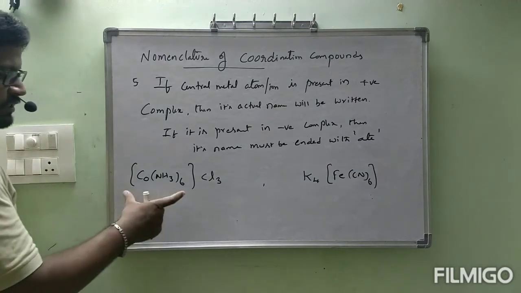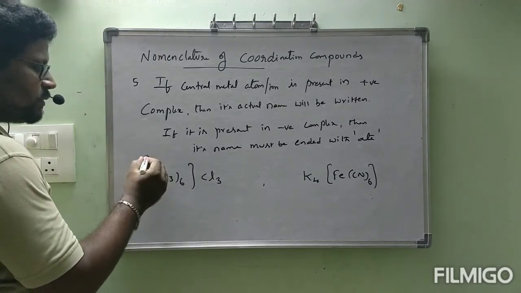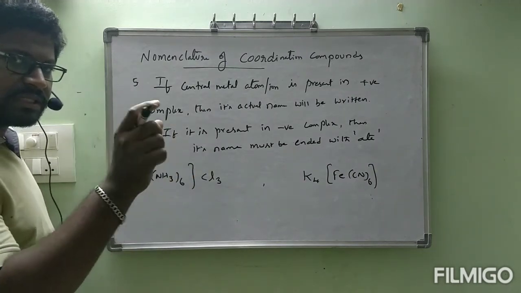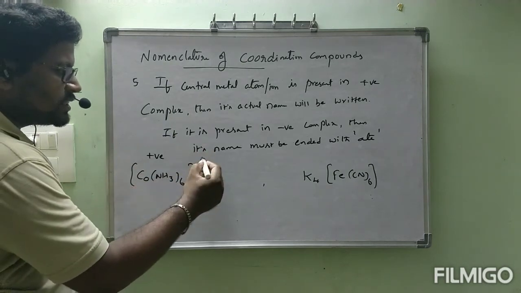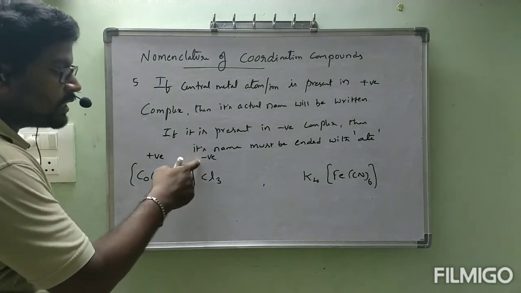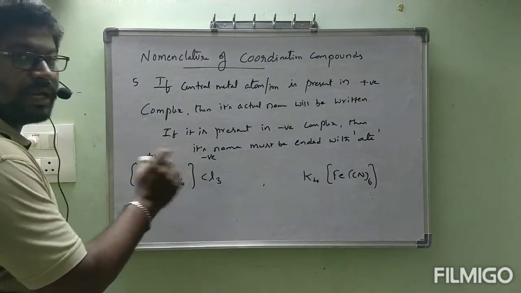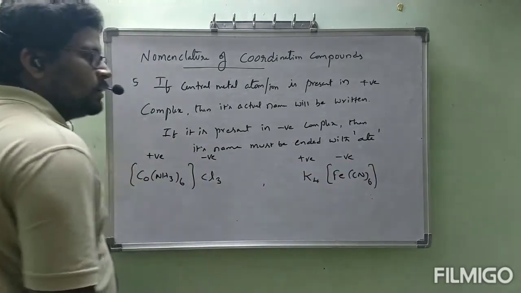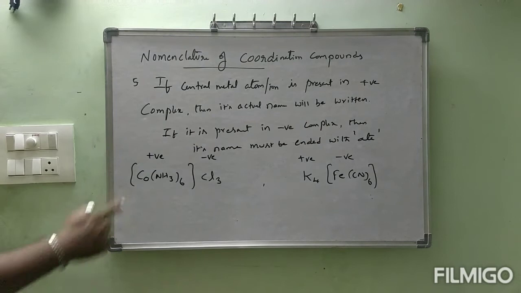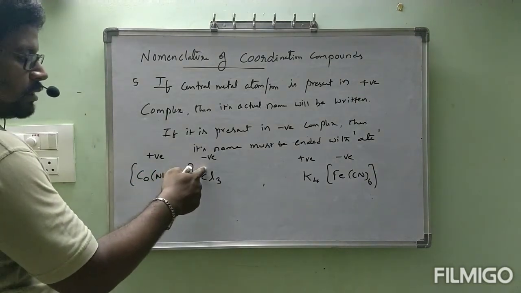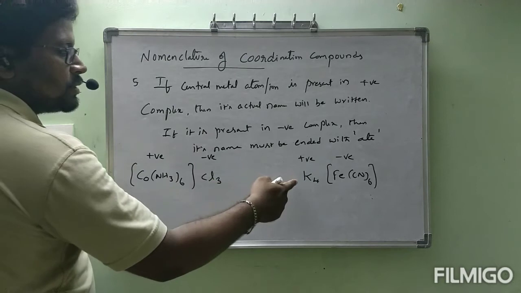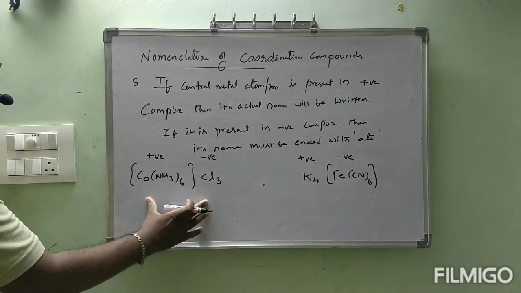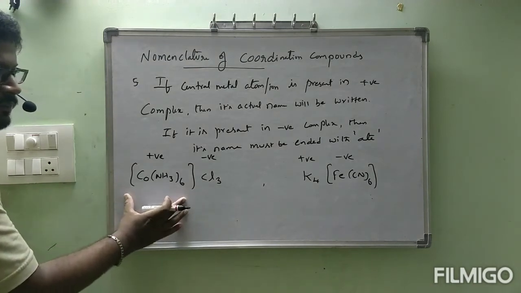The meaning of this: if the square bracket is present first, it is the positive part. In the total compound, the first written one is the positive part and the next one is the negative part. So here the counter ions are negative ions, and the complex will be positive. Here the counter ions are positive ions, and the complex will be negative. Now coming to the name, we have to give the positive part first every time.